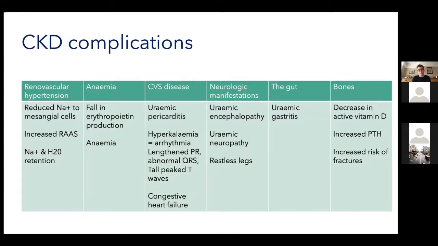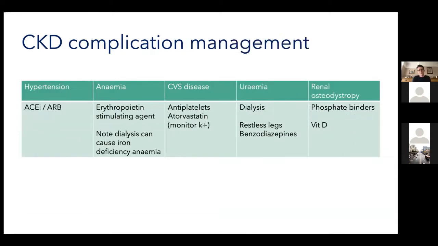And you can get bone disease, renal osteodystrophy, just because of its hormonal function. You're not getting that conversion of vitamin D into its active form, vitamin D3. So you can get pathological fractures. It's just important for those to be managed. And this is how they're managed.